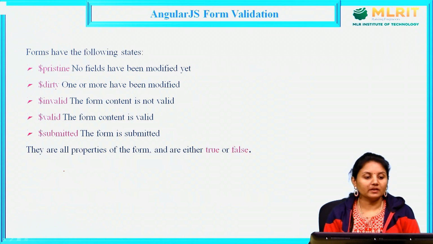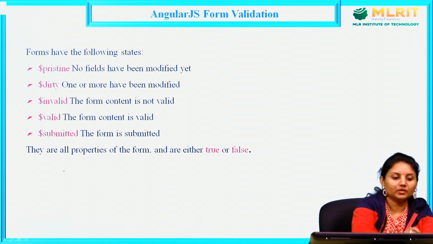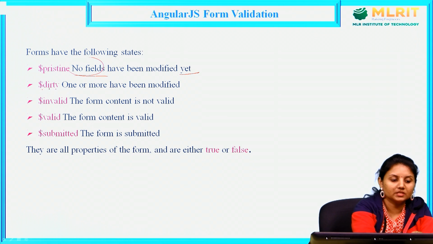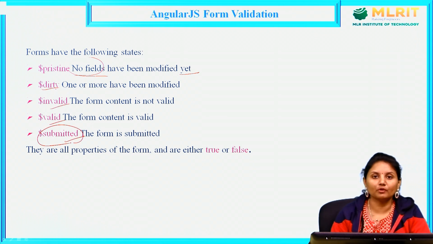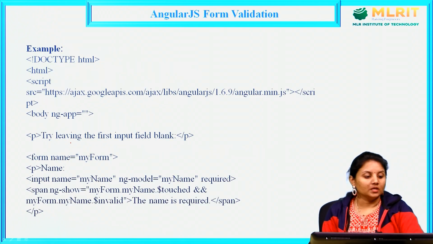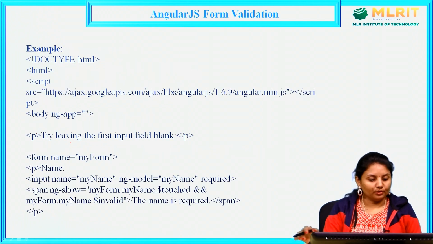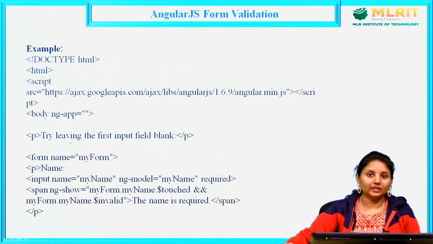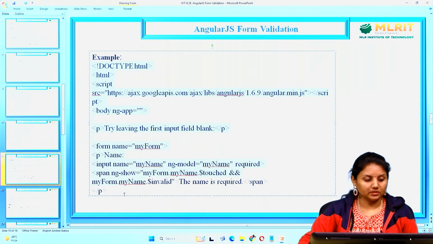Next, forms have the following states: pristine, dirty, we have already seen. Pristine means no fields have been modified yet. Dirty, modified, invalid, valid, submitted. Submitted means the form is submitted. So here is an example to show ng-show with the $touched. Let us execute and show this.